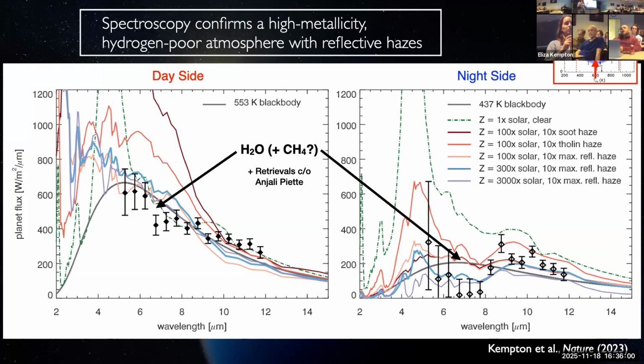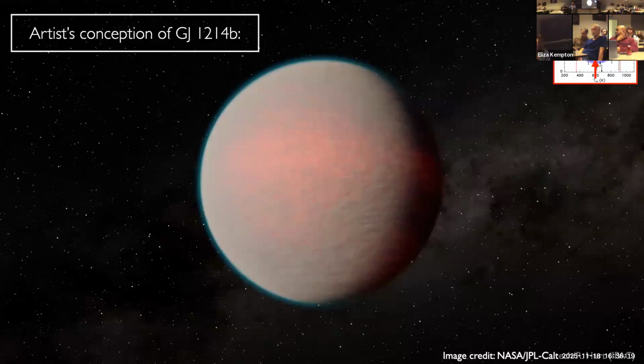But the transmission spectra data, when you put all the HST plus JWST together, also implies that this planet has a metallicity of at least a few hundred times solar. Yeah, so this is probably not a hydrogen dominated atmosphere. This is a heavy molecule dominated atmosphere.